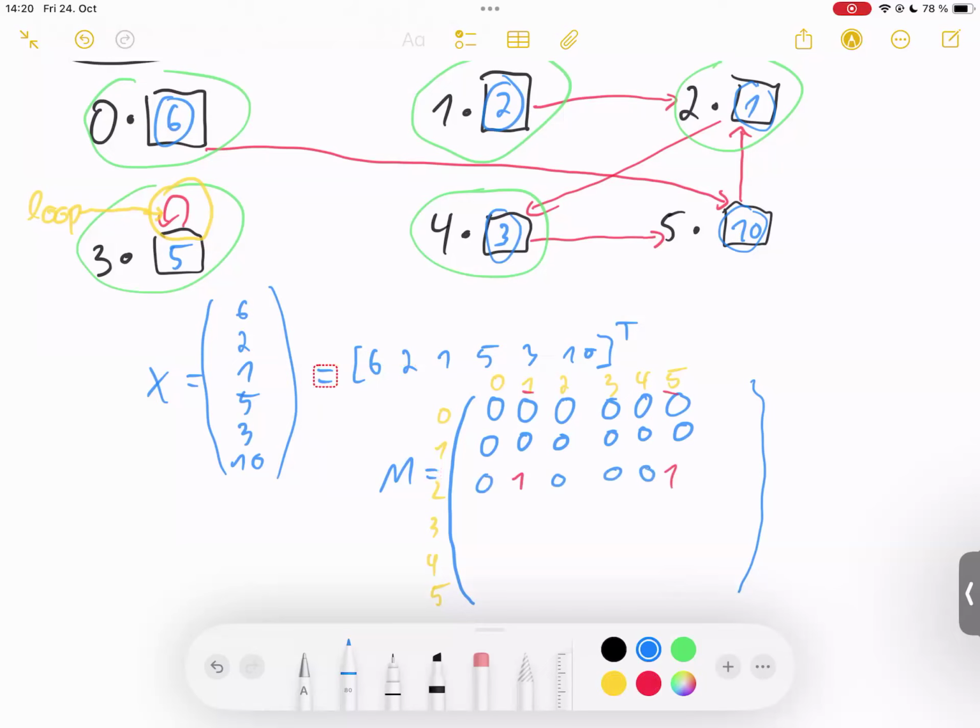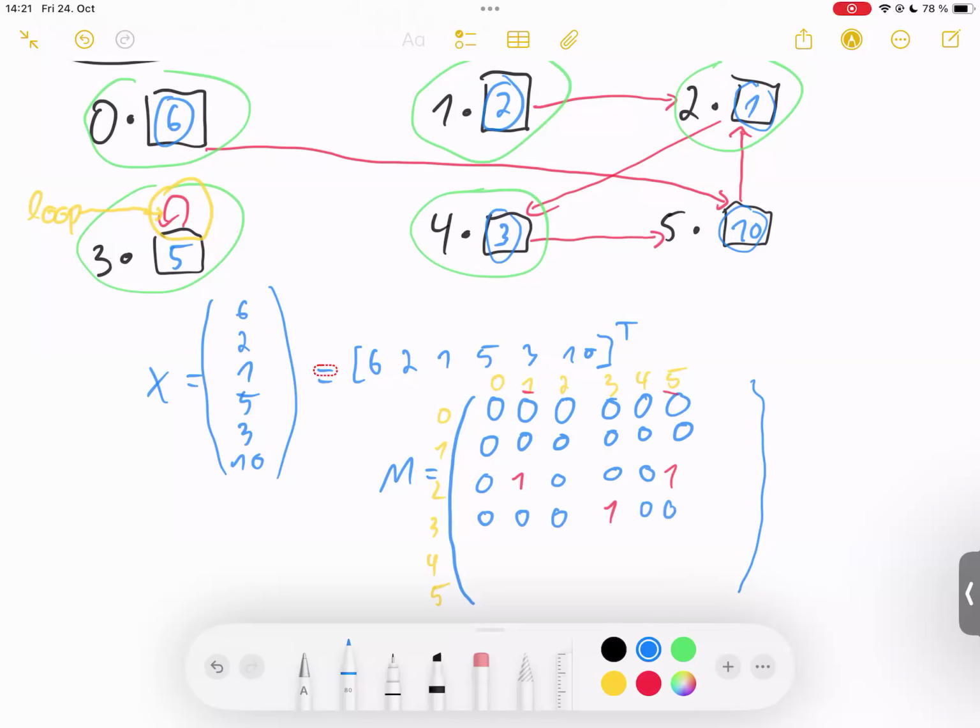Now, what do you think the next row would look like for position 3, where we only have this loop? If you have any suggestions, just send this to the chat, what that next row would look like. And the answers we got so far, they look fine. So no incoming ones from 0, 1, and 2, but we have this loop in 3, which is this 1 here, and then remaining zeros.